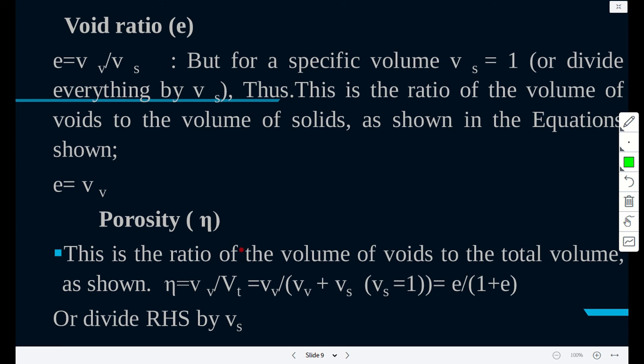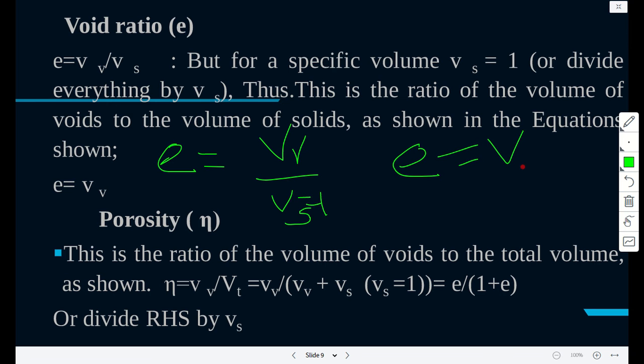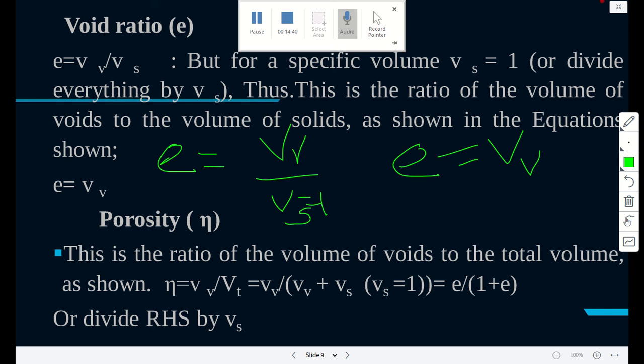Now the void ratio is very simple actually. The void ratio is the volume of voids over the volume of solids. This is the primary definition. But in all these derivations, we are assuming specific volume. So for specific volume, the volume of solids is 1, and therefore we say e is the same as the void ratio. Very simple, right?